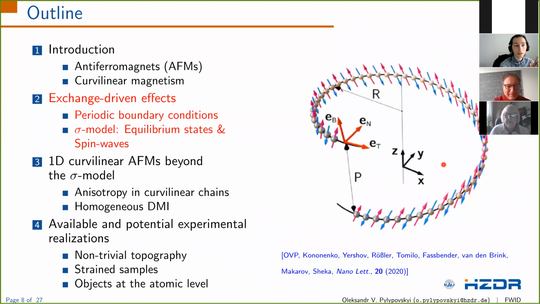And here I would like to discuss what happens if we go from ferromagnets to antiferromagnets, which are extended in the third dimension, and what new geometrical effects we can get here. In the second chapter, I will focus on the exchange-driven phenomena in curvilinear antiferromagnets.